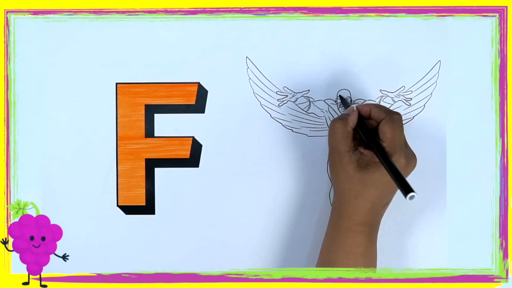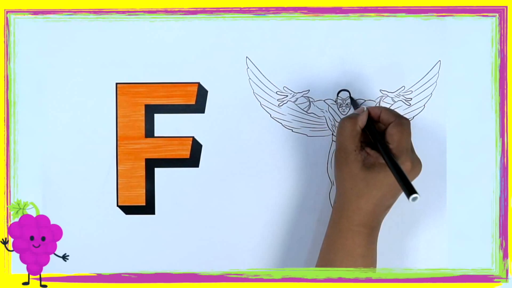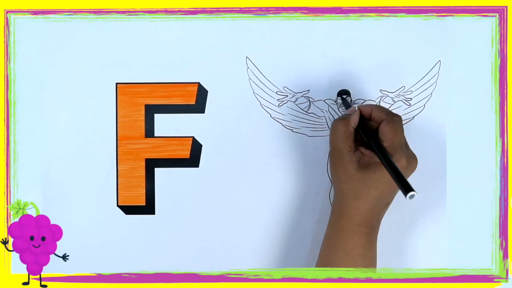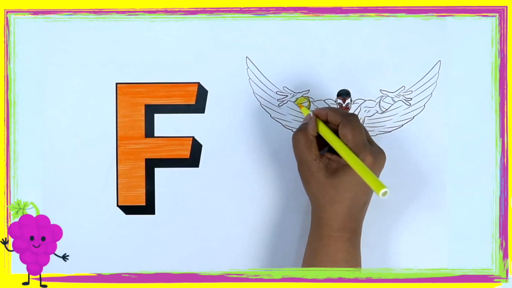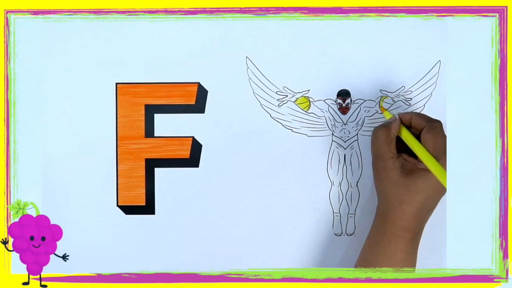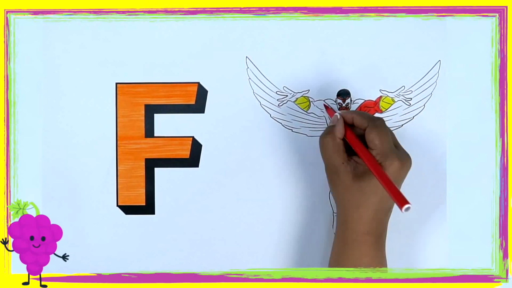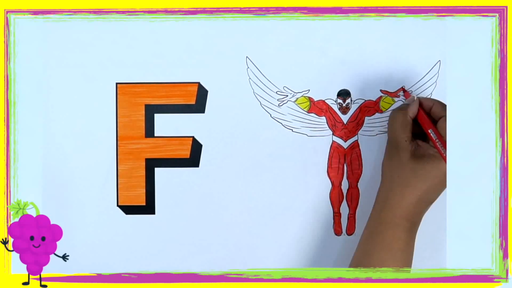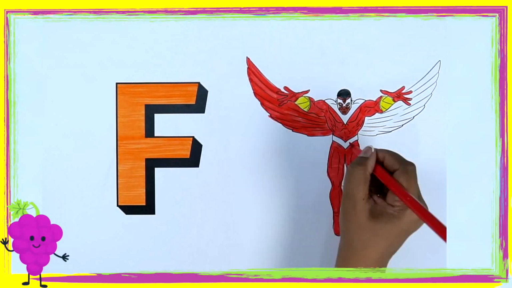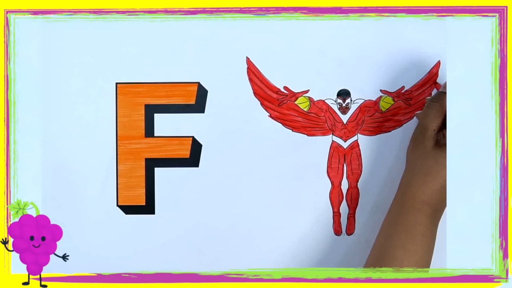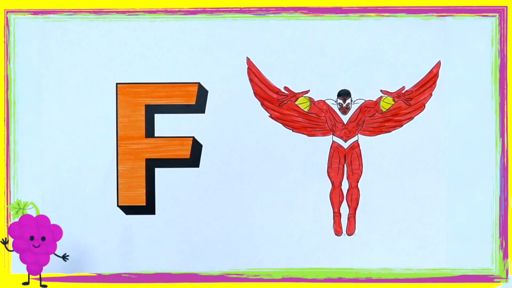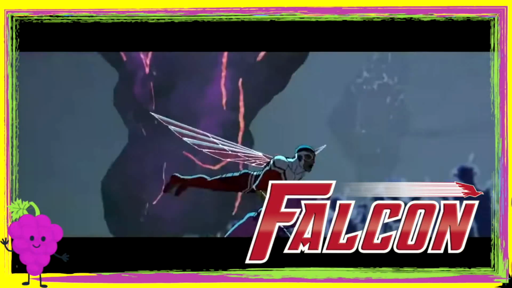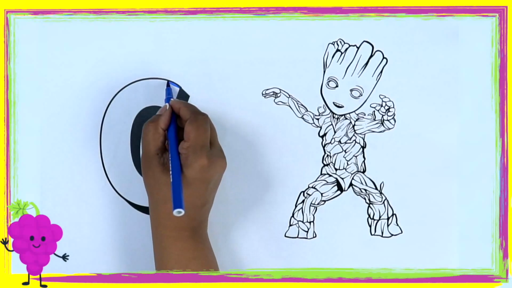F. Let's color the mutant. Falcon. F for Falcon. This is Falcon. Let's color the alphabet G and learn what mutant comes from it.